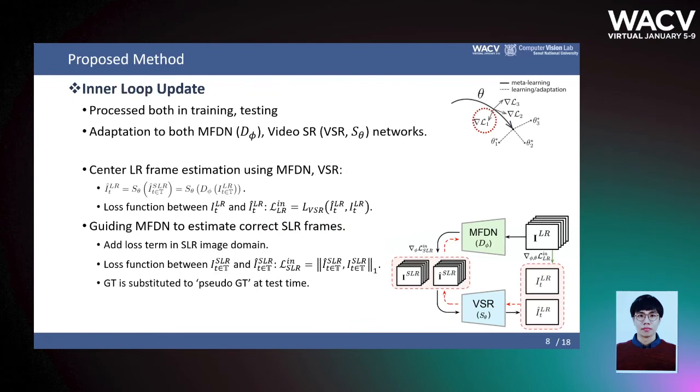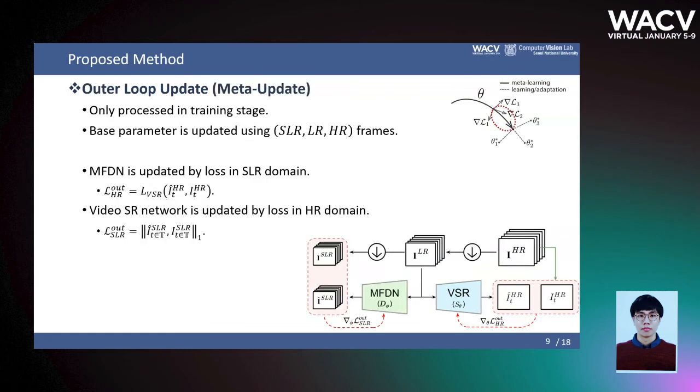Therefore, for the inner loop, we update both MFDN and video SR network parameters. We first estimate the SLR frames using MFDN and upscale them again to the LR scale using the VSR network. Then the calculated reconstruction loss is backpropagated through both networks. We also add an additional guidance loss to make sure that MFDN is estimating the correct SLR frames. At test time, we only apply the inner loop and use the updated VSR network to obtain the HR frames from the input LR frames.